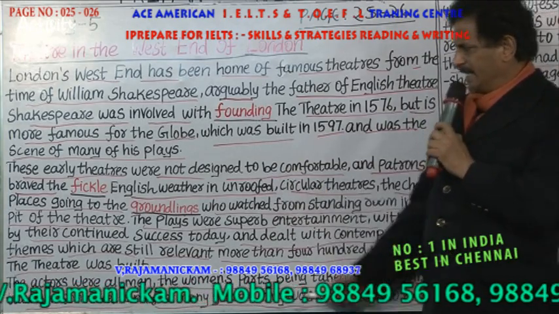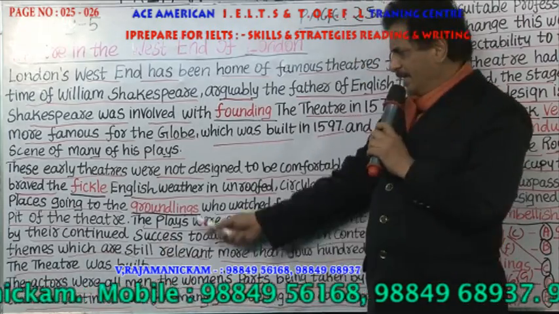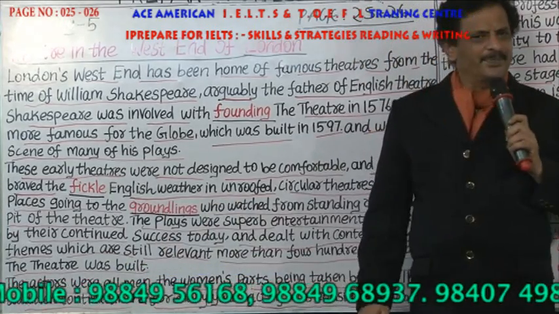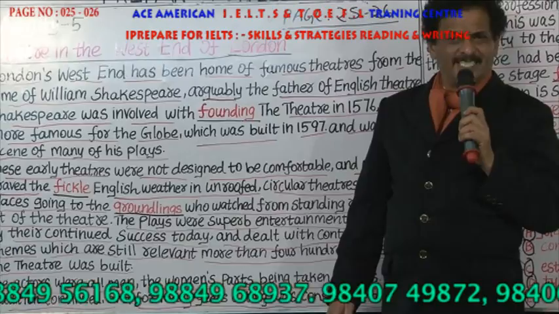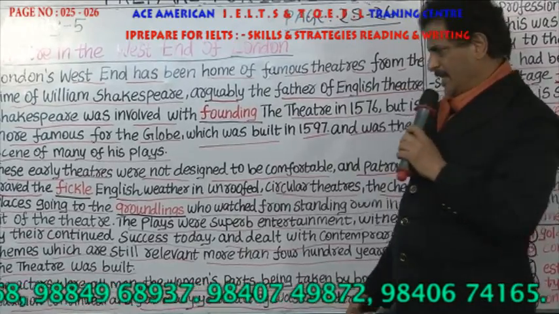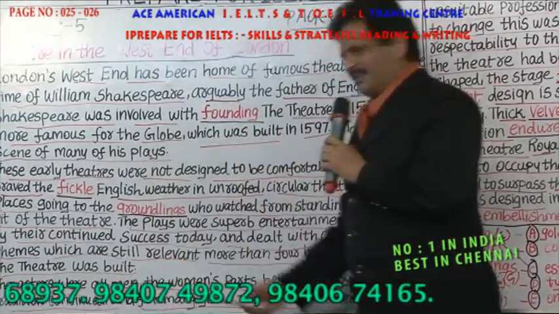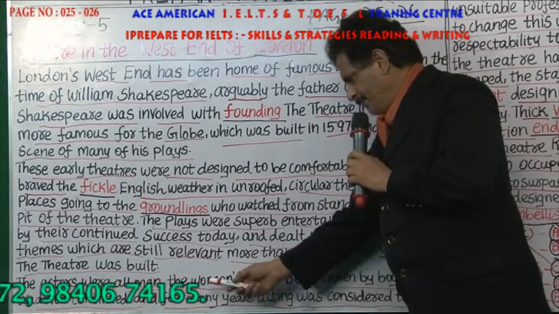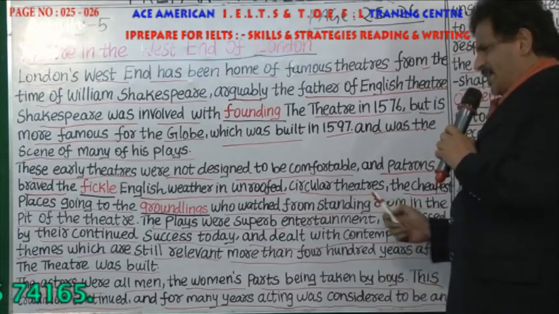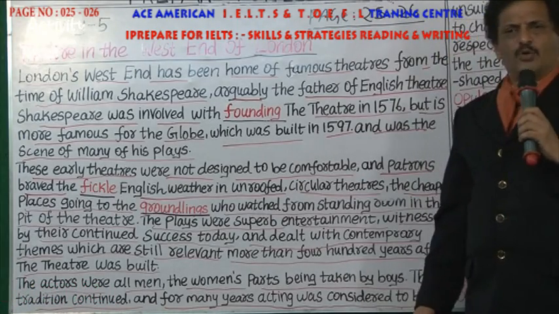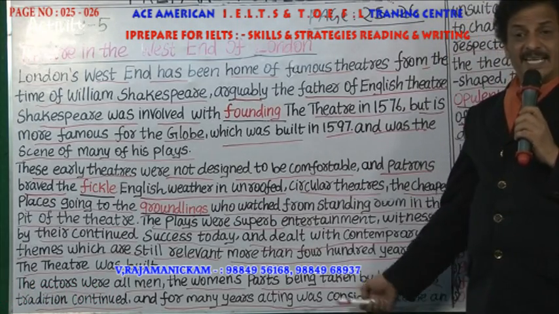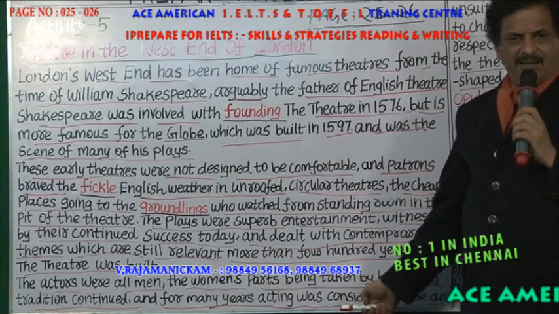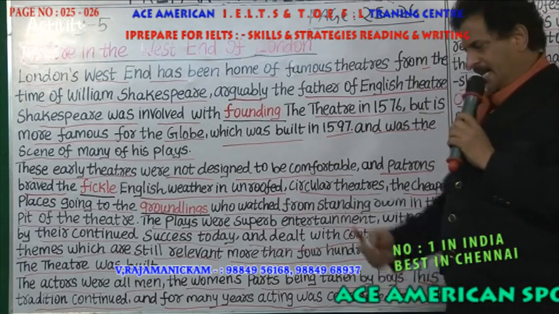ஸோ இரண்டாவது பத்தியிலே ஃபிக்கில் என்றால் என்ன, மாறிக்கொண்டிருக்கக்கூடிய. கிரவுண்ட்லிங் என்றால் என்ன, சௌகரியம் இல்லாமல் நின்று பார்த்து கொண்டிருக்கக்கூடிய. The actors were all men. அங்கே நடித்து கொண்டிருக்கக்கூடிய நடிகர்கள் அனைவரும் ஆண்களாக இருந்தார்கள். The women's parts being taken by boys. பெண்களுடைய குணாசித்திர வேடங்கள் அனைத்தும் பையன்களே செய்தார்கள். பெண் வேடத்தை ஆண் நடிகர்கள் நடித்தார்கள்.